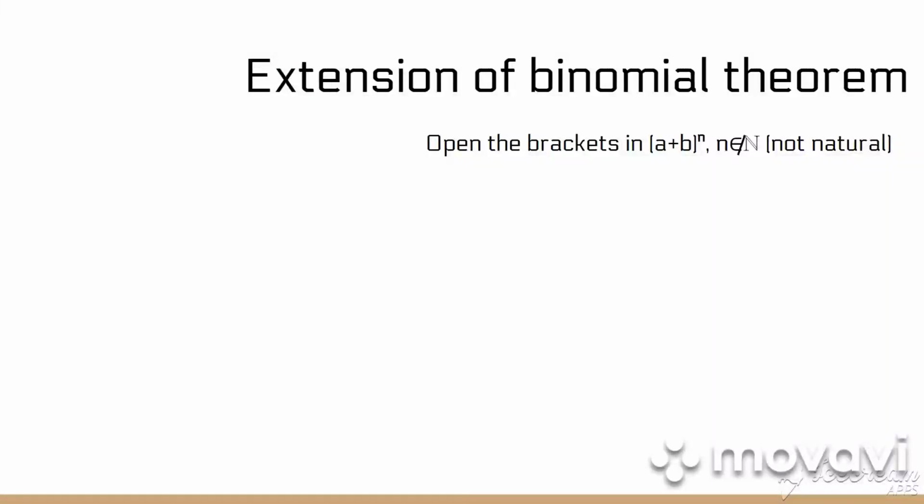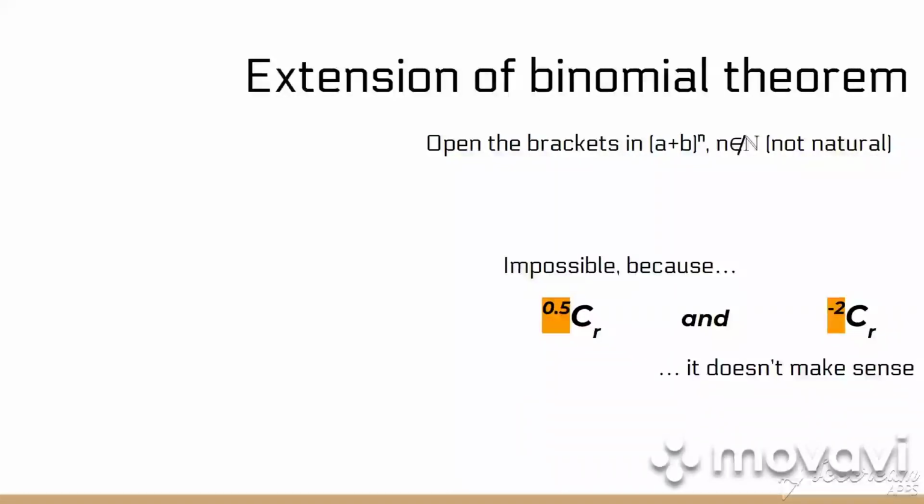So when opening the brackets, you can see that in the form (a plus b) to the power of n, n is not always a natural number, it's not always a whole positive number. So when you try to use the binomial theorem, it seems that it is impossible, because it doesn't make sense. So for example, 0.5 C r, when using the combination formula, it doesn't make sense, even when thinking of it as just an example.